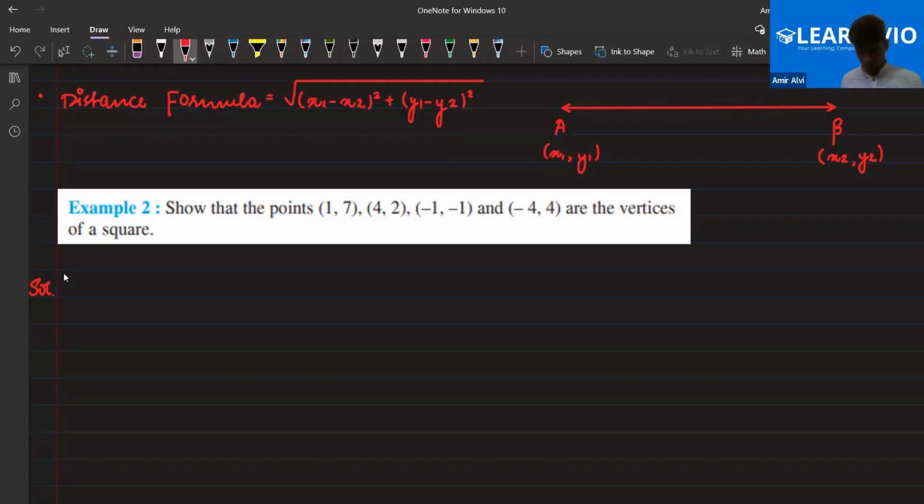Yes, sir. So suppose that I'm assuming this is point A, that is 1 comma 7. B is 4 comma 2.